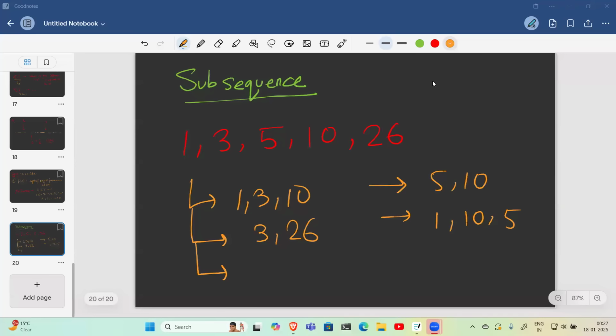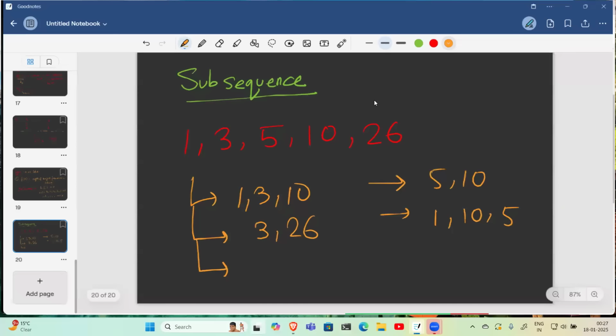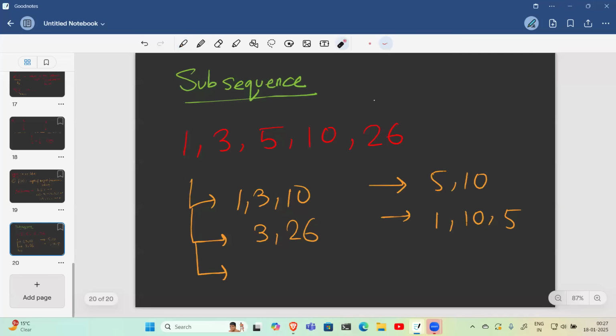1 10 5 isn't, because order is not preserved. Correct. 5 10 is a valid subsequence because you can remove 1, 3, and 26 to get 5 10. But 1 10 5 is not a valid subsequence because the order of the elements is not preserved. You will not get 1 10 and 5 in the exact same order in the array, anywhere.